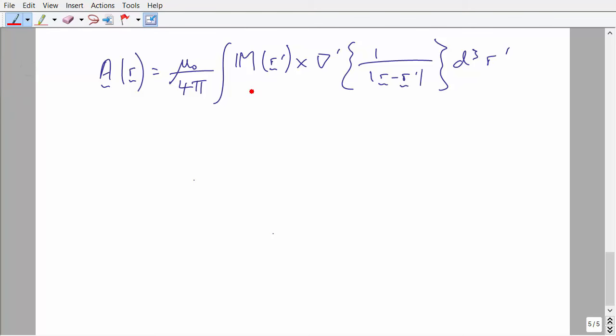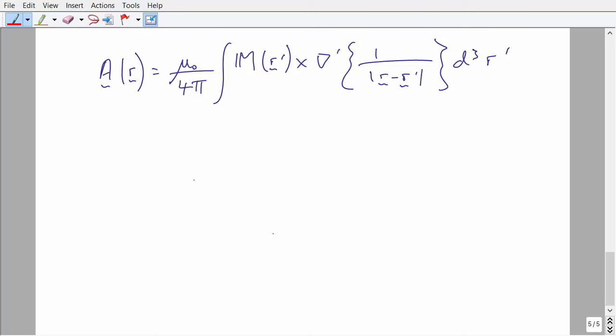Okay, so all I've done here is I've rewritten 1 on mod r minus r prime squared in the previous equation as the gradient of this function here, gradient with respect to the prime coordinate. And you'll notice that this looks like we should do some sort of integration by parts to recast this equation.